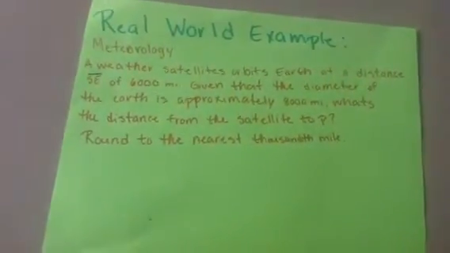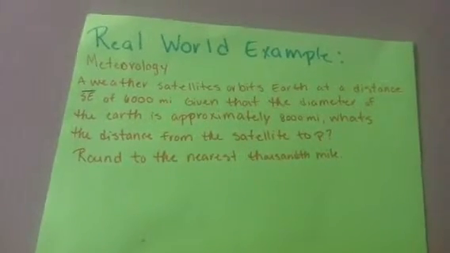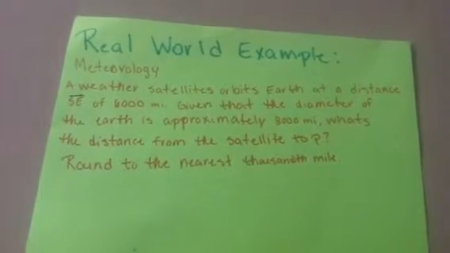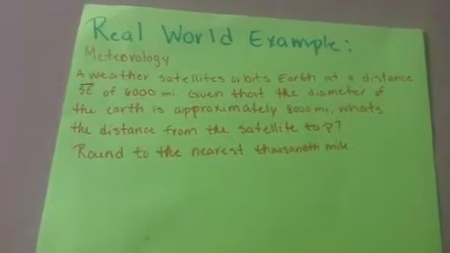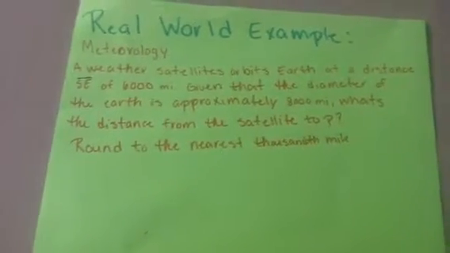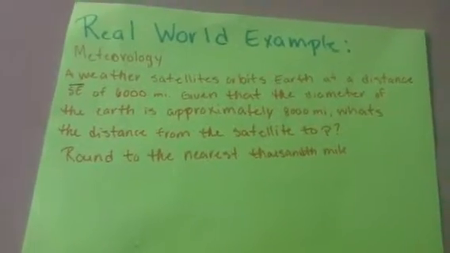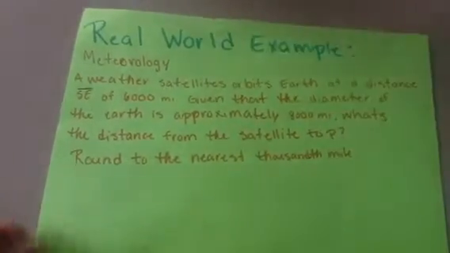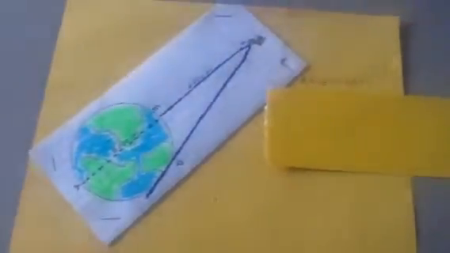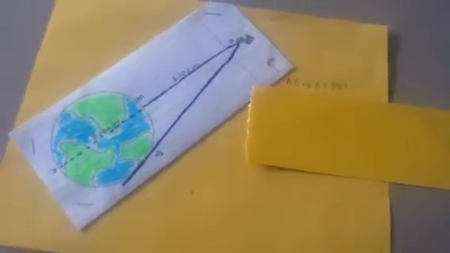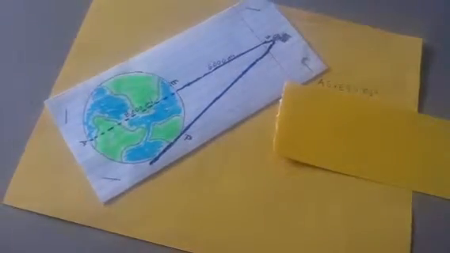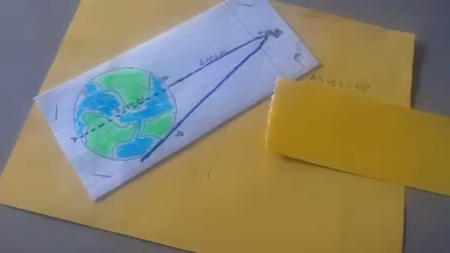Real world example. Meteorology. A weather satellite orbits Earth at a distance of SE of 6,000 miles. Given that the diameter of the Earth is approximately 8,000 miles, what's the distance from the satellite to P? Round to the nearest thousandth mile. The formula for this example is AS times ES equals PS squared.